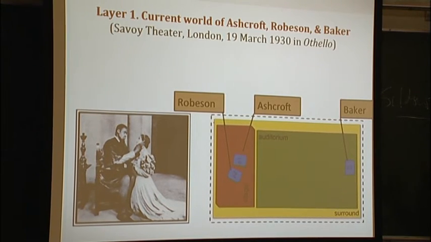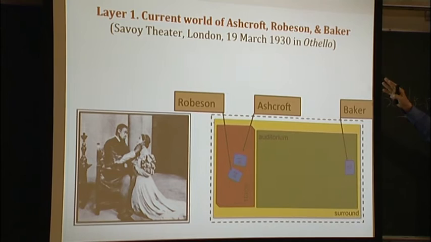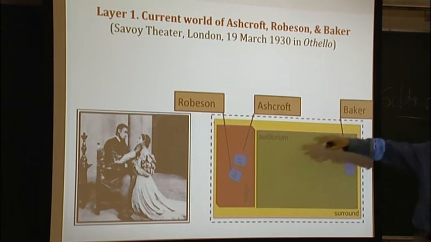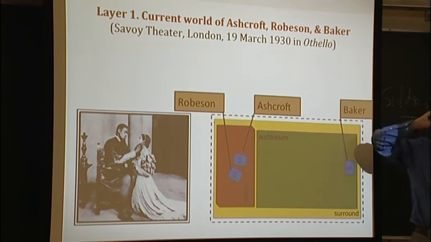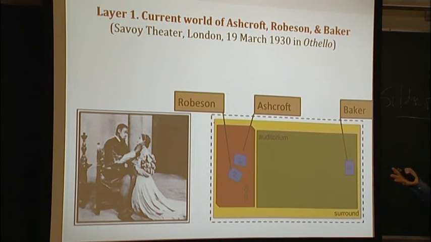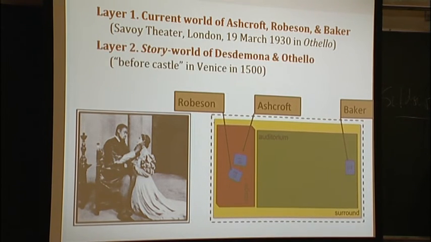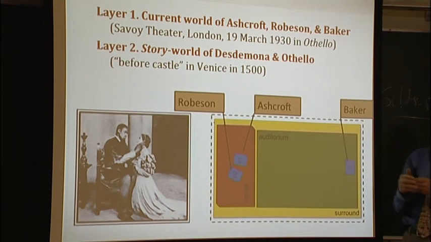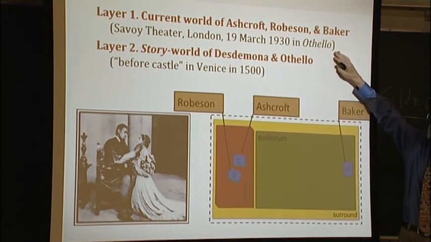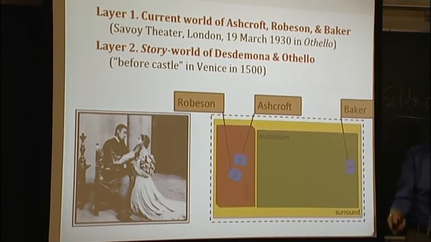Well, there are two layers of actions here. There's the layer which is the current world of Robeson, Ashcroft, and Baker. Let's say it's 1930, and so it's all happening in 1930. There is a second layer, namely the layer of the depicted scene, the story world of Desdemona and Othello, and in this particular scene, they're before the castle in Venice in around 1500. So we all know the difference between these two things. These are two different layers.